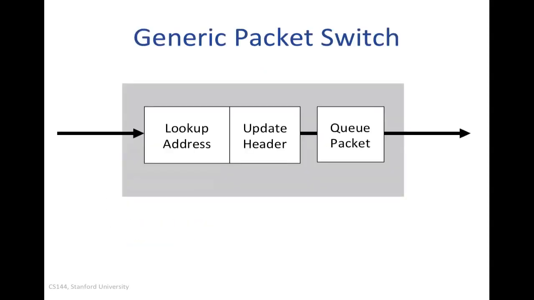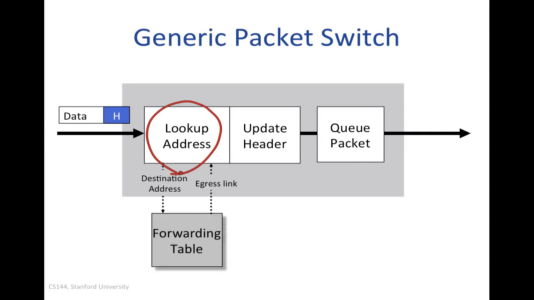So let's start with a picture of a generic packet switch. The three main stages of a packet switch are that when a packet arrives, the first thing that we do is look up the address. This means looking at the destination address to figure out where it's going to go next. We do this by looking up in a forwarding table. We send the destination address down to the forwarding table, which will tell us the egress link or the port that it's going to, and that helps us decide where to send it next.